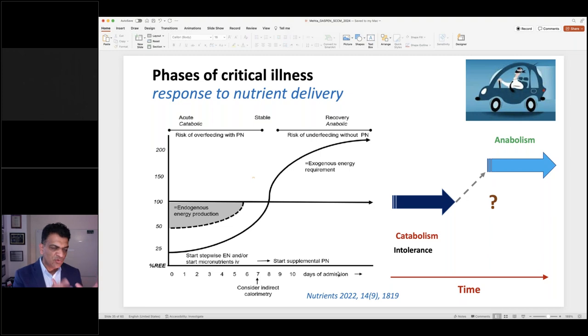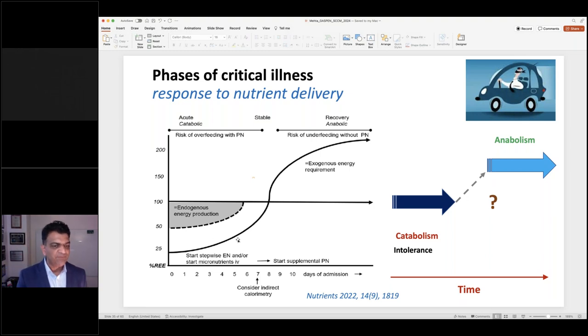stress response cools down, if you like, and reaches a phase where the catabolism or the intolerance to feeding, the amount of endogenous food that is being released already is probably enough with some trophic, switches into an anabolic phase, wherein now the body both needs but can utilize the extra nutrients. And no one knows when that switch happens in critically ill patients, and each patient is different.